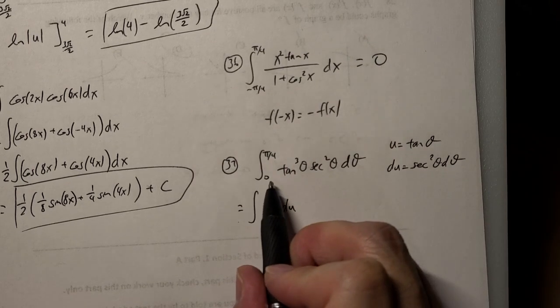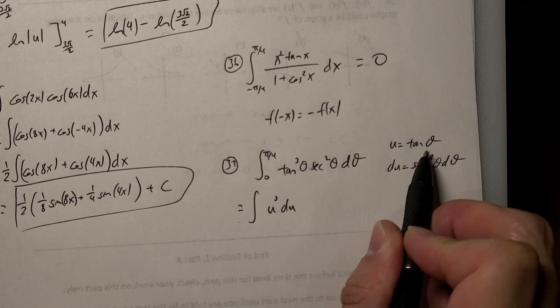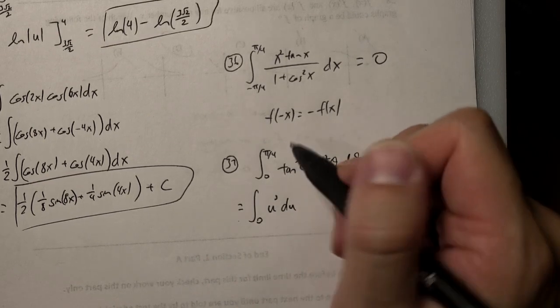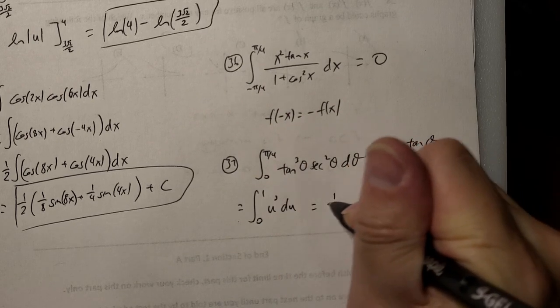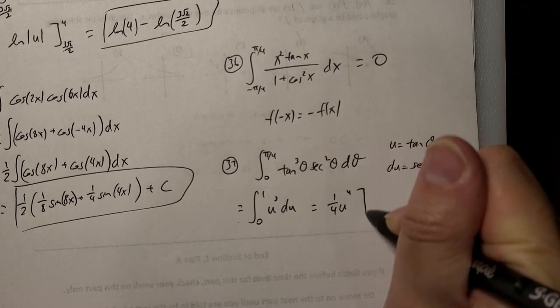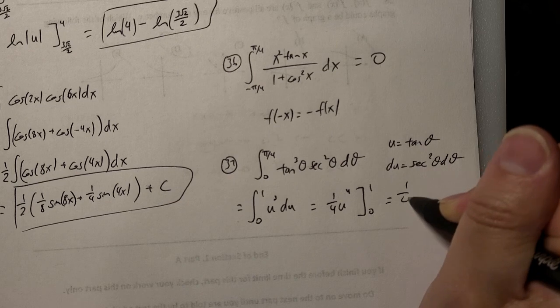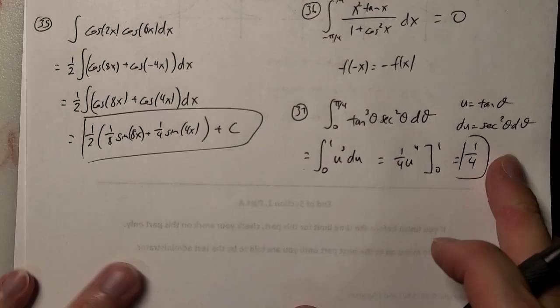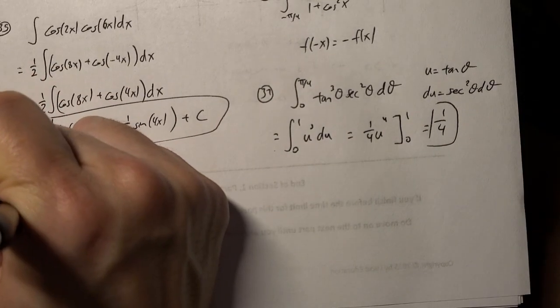It's a definite integral, so let's substitute. When theta is 0, u is 0, and when theta is pi over 4, tangent of pi over 4 is 1. This is just a fourth u to the fourth, evaluated from 0 to 1, which is just a fourth. Simple as that. Okay, maybe I can even squeeze one more in over here.